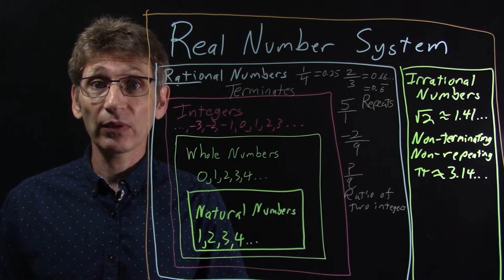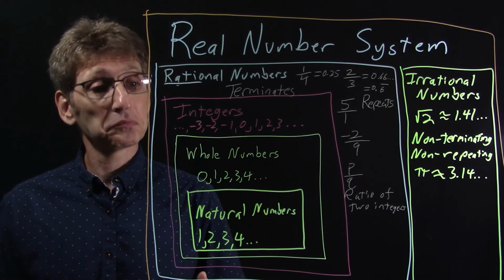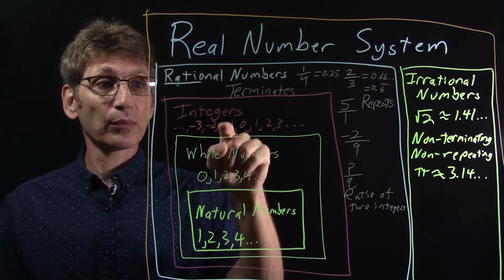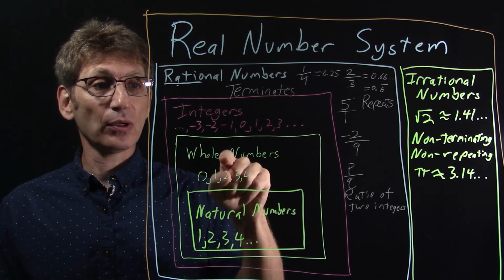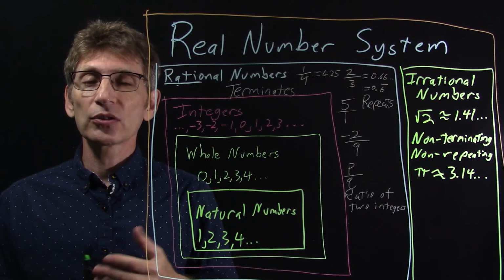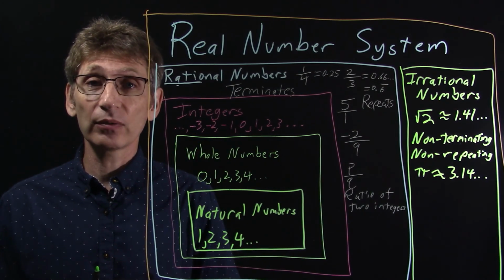Take an example, the number 2. Well, what set is the number 2 in? It's a natural number, okay? Which means it's also a whole number. All whole numbers are integers, so 2 is natural, whole, integer, and it's a rational number. So the number 3/4 would be a rational number because it's the ratio of two integers.